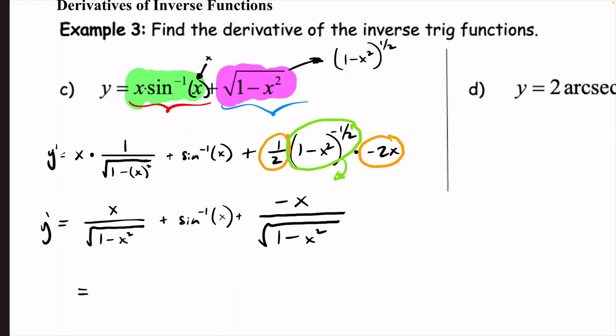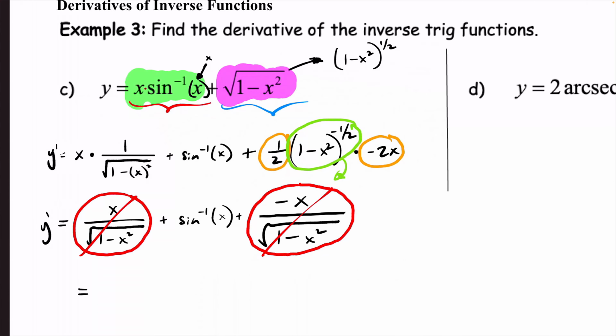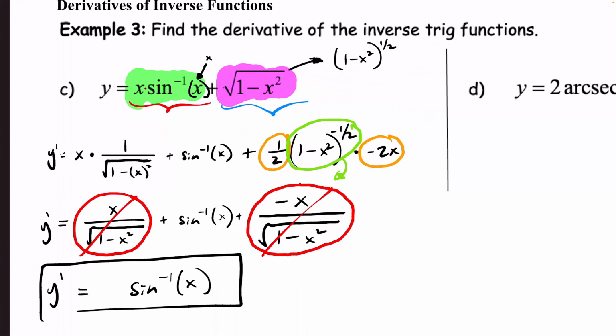Which one cancels out? This guy and this guy will completely cancel out because they're opposites of each other. And if you add opposites of each other, by definition, they go away. So its derivative is just the inverse sine, or arc sine.